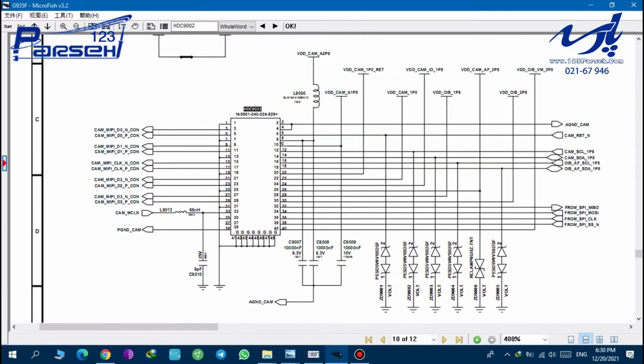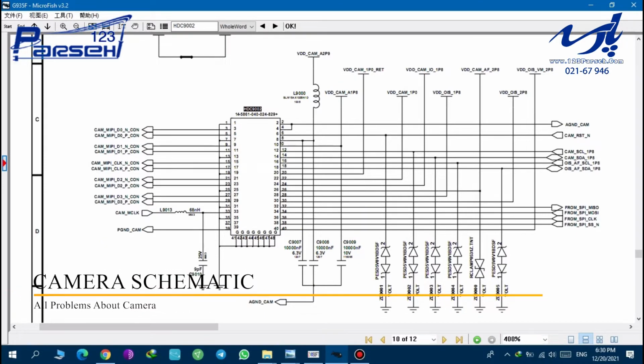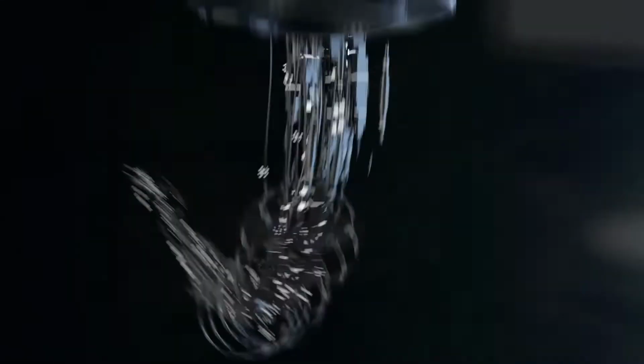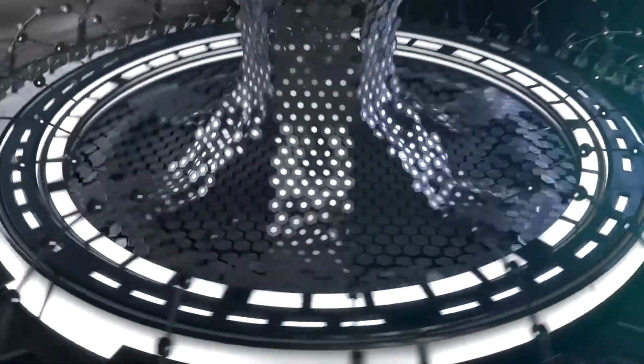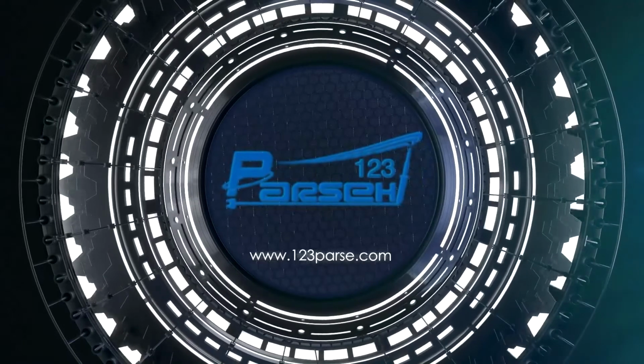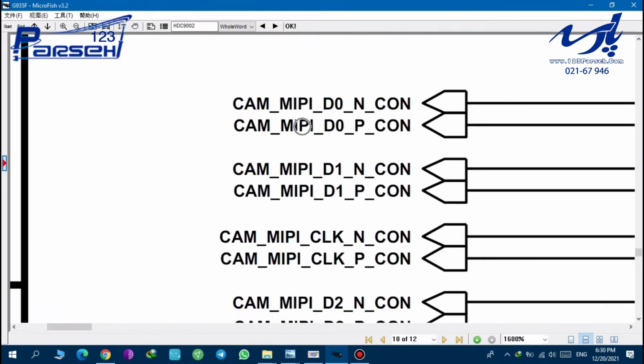In this video we're going to talk about cameras and what kind of problems we'll have with the cameras and how we can solve them. There are two things about the cameras. First is the voltage, and the second thing is about the data. The data about the cameras are called MIPI, M-I-P-I.